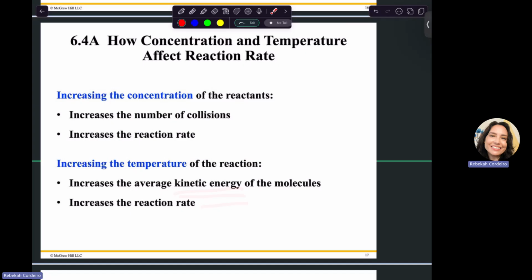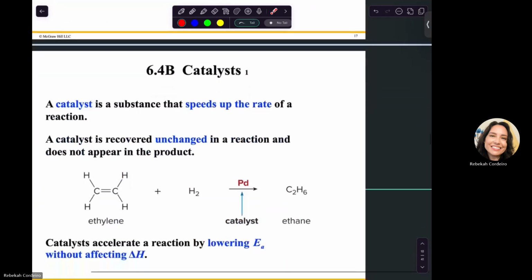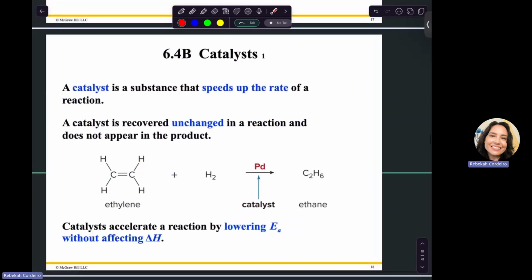So imagine this, if we had a bunch of cars on the road and we just increased the number of cars, but they were all moving very slow, you might not even have any collisions that did anything, right? But if you sped up the temperature and increased the amount of energy that they all had, and made them move faster, because temperature is a measurement of the kinetic energy, then you're going to have more collisions that do things. A catalyst is another way we can speed up a reaction.